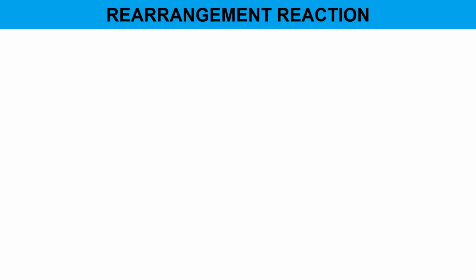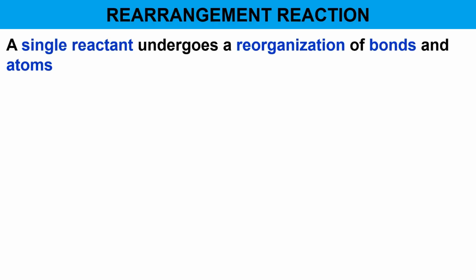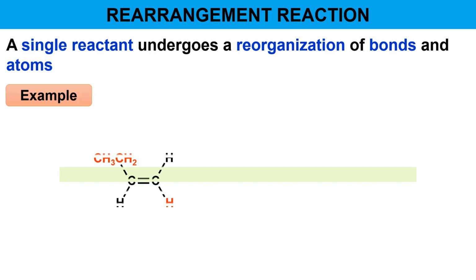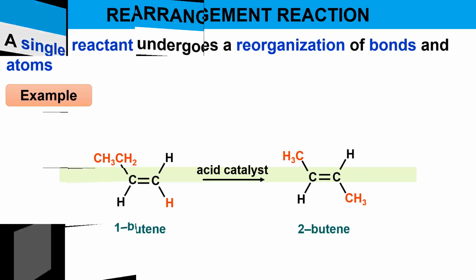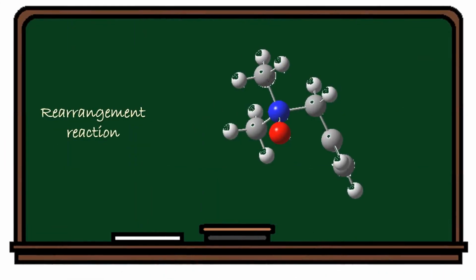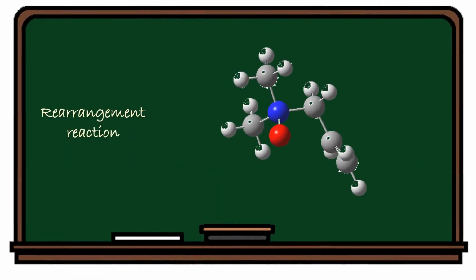Rearrangement reaction. A reaction in which a single reactant undergoes a reorganization of bonds and atoms. Example: 1-butene undergoes rearrangement to become 2-butene in the presence of acid as catalyst. Example: rearrangement reaction.